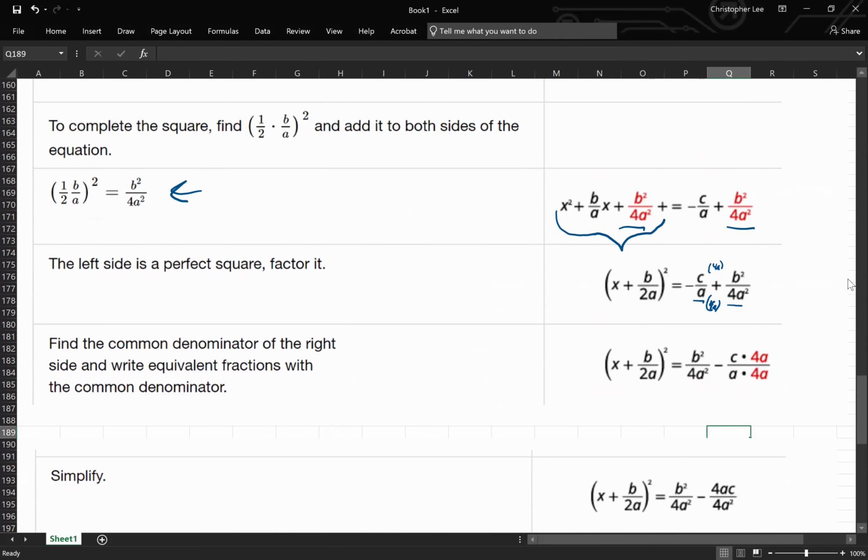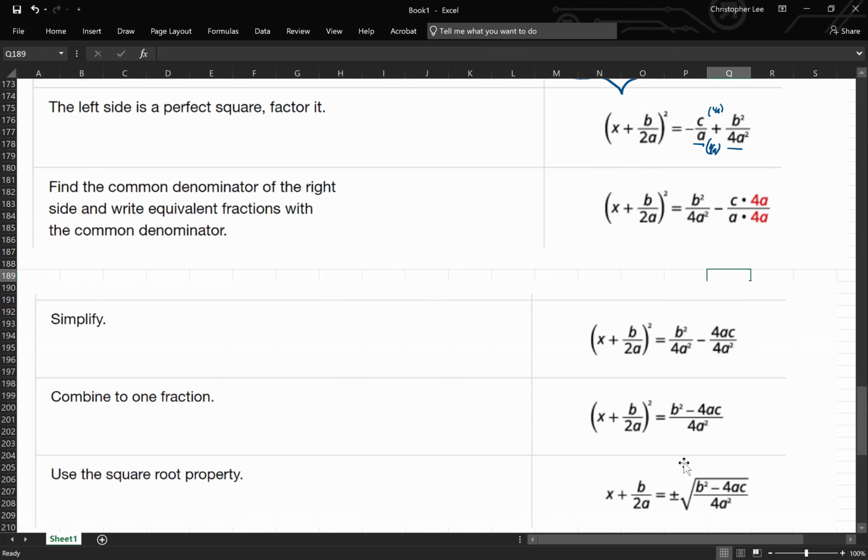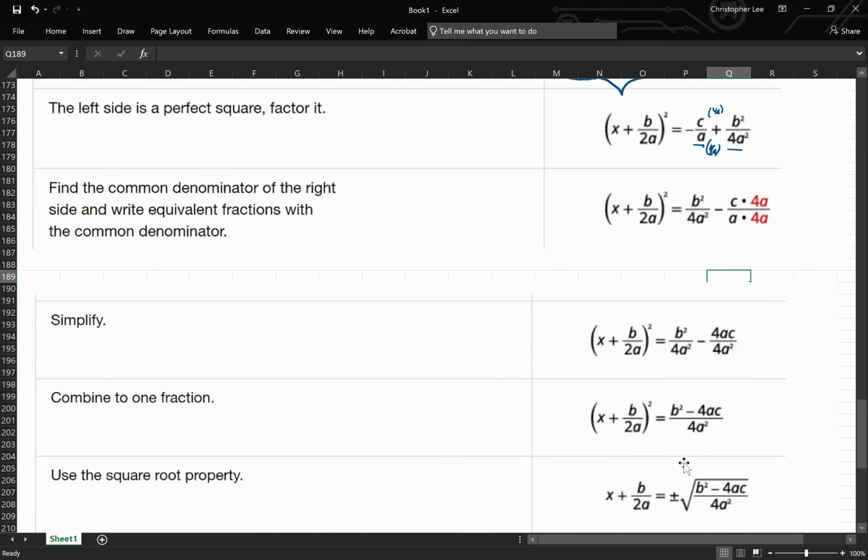Okay. So I still have on my left-hand side x plus b over 2a squared, but now on my right-hand side, I have b squared minus the c over a times 4a over 4a, which becomes b squared minus 4ac over the 4a squared. Now I want to solve for x. Remember how we solve for x now? So we're gonna do what? Well, of course, we write them all under the same denominator.